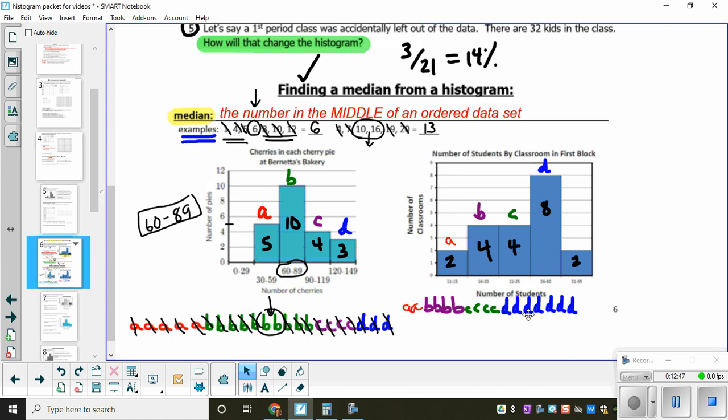7, 1, 2, 3, 4, 5, 6, 7, and one more. Cool. There's 8 of those. And last but not least, it's going to be tough to see here, but in yellow, we'll just do these 2 for the last section. Okay. So now we have all of the data listed out. We know that there's 2 in this section, 4 there, 4 here, and so on.